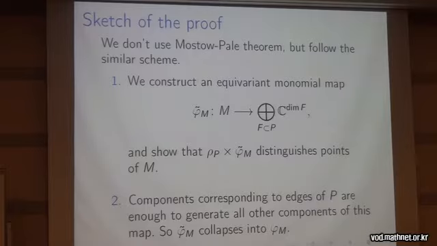And the second point is that it turns out that the complicated map tilde Phi can be replaced by the small map Phi, that is, components corresponding to edges are enough to generate the other components of this map. I won't go into much detail here, but I can explain after the talk, of course, since I don't have enough time now. Once the tilde Phi is constructed, it's not very hard to show that rho P times Phi distinguishes points. So I can explain how it is done later. Okay, this is the scheme of the proof.